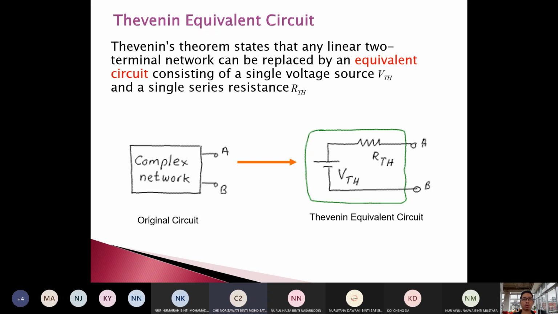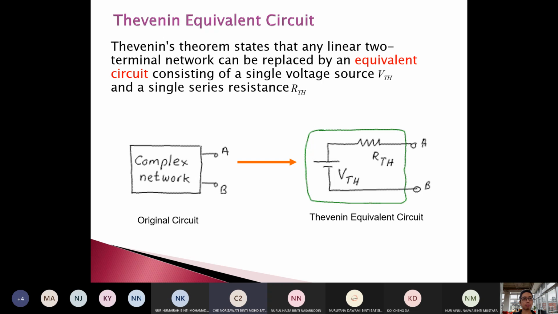I hope you already know how to solve a circuit using the Kirchhoff technique. And also, the Thevenin equivalent circuit is something you need to know as well for this basic circuit theory, because it will be used in the later part of the course.